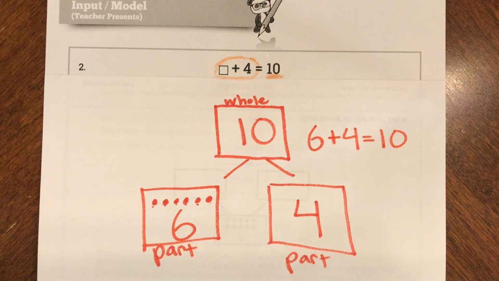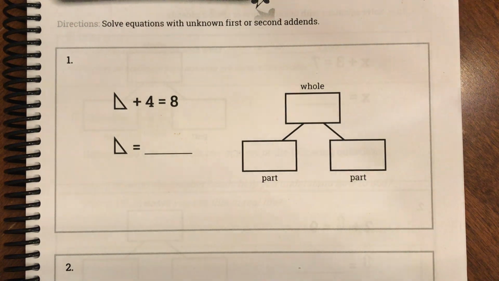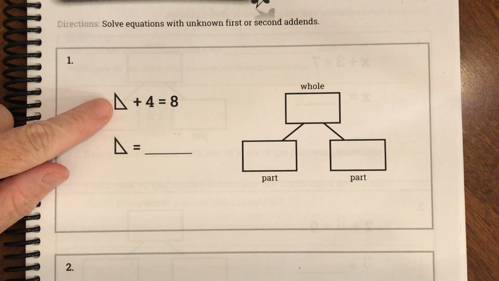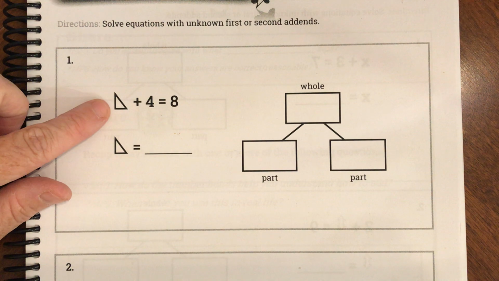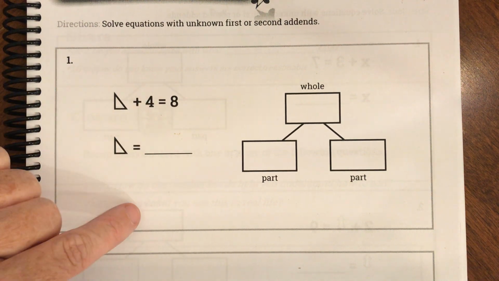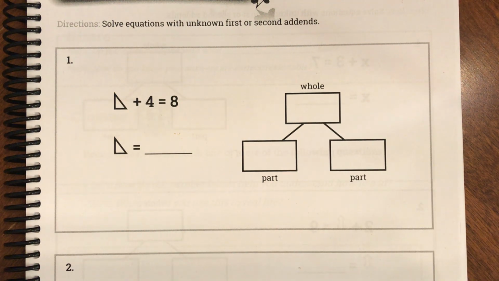Okay, boys and girls, let's do some of these together. We are on page 240. If you can grab your pencil and join me on page 240. And here's our first problem. Okay, we have triangle. This is our unknown, so they're using a shape of a triangle, but we don't know what the number is. So triangle plus 4 equals 8. Okay, so they already drew our number bond for us, so we don't need to do that.